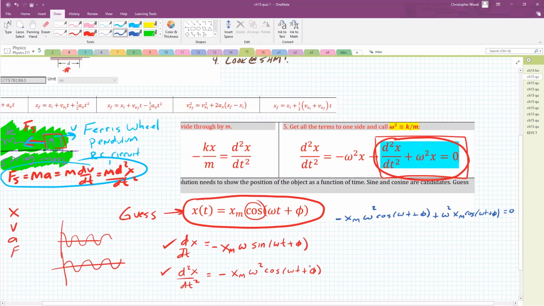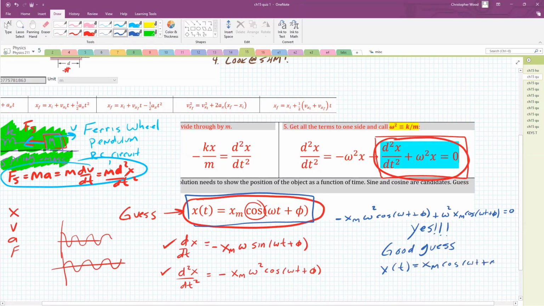Because if it does equal 0, this in fact is a solution to this second order ordinary homogeneous differential equation. And this does equal 0. So yes, this does equal 0. You can see here that does equal 0. And you know what that means? Good guess. It turns out that I can use this as my displacement function. X sub x equals xm cosine omega t plus phi. And then we're off and running, because I know that velocity is dx dt and acceleration is dv dt.